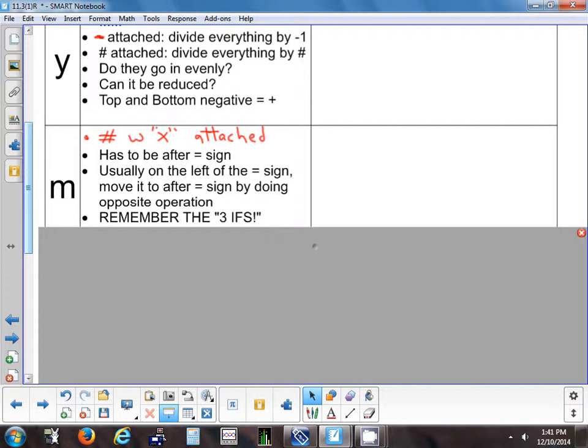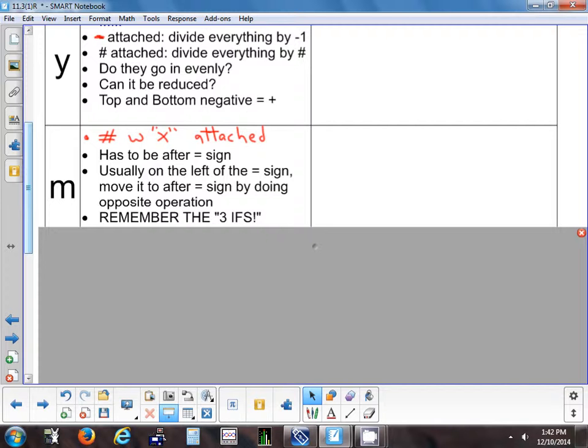Anybody remember any of the three ifs that we talked about? People that were here on Monday? Sorry, Monday. Thank you, Victoria, for correcting me. Anybody remember those three ifs? What if the top and bottom are negative? Make it a positive, right?